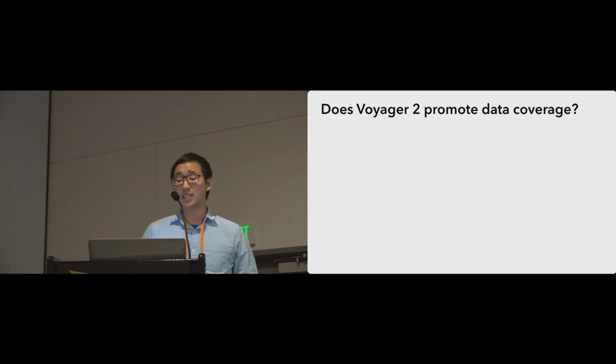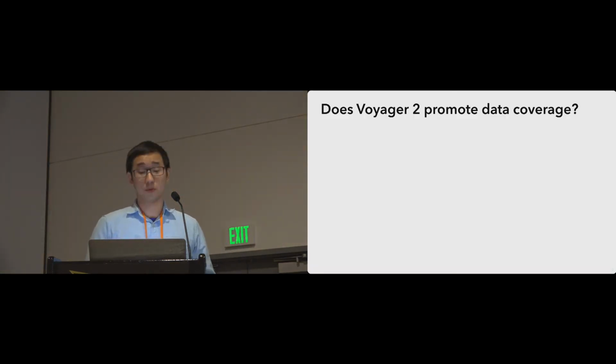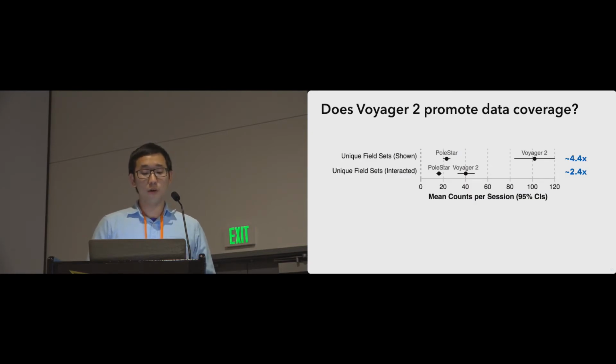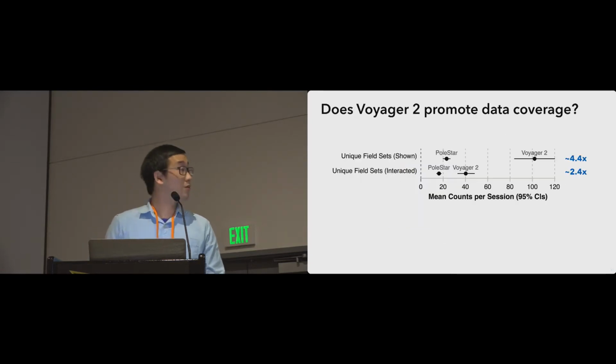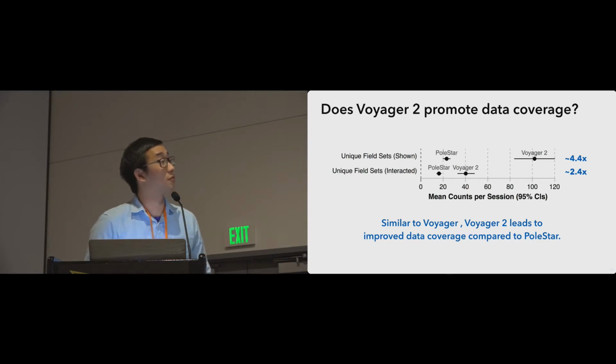The first main question we analyze is whether Voyager 2 promotes data coverage. To answer this question, we analyze the usage log and consider the number of unique field sets that are shown and interacted with via mouse hovering and bookmarking. These two metrics provide lower and upper bounds for the number of fields that users actually examine during the analysis. Similar to Voyager, Voyager 2 leads to significantly more unique fields shown and interacted with compared to Polestar. Thus, it improves data coverage compared to a manual specification interface.